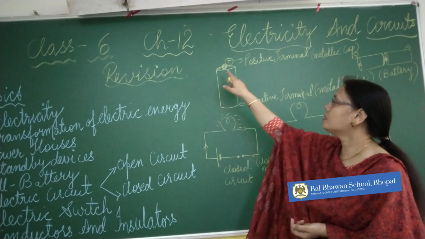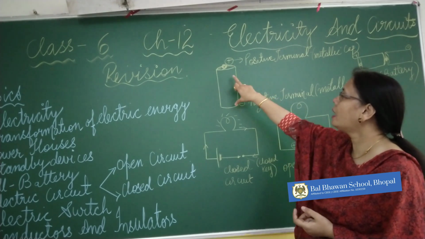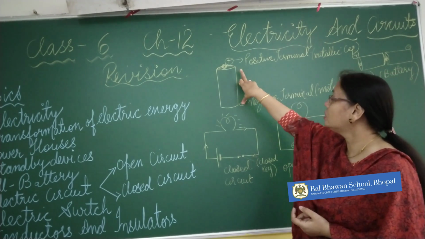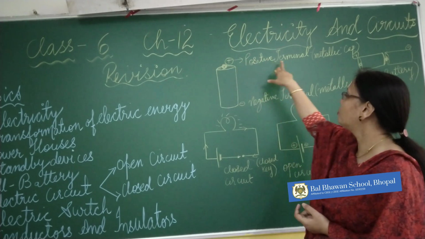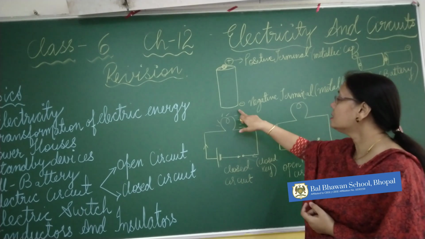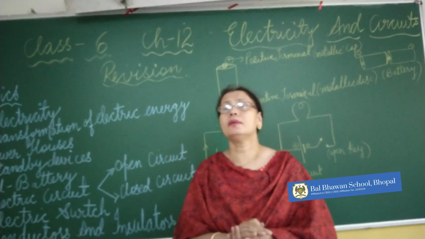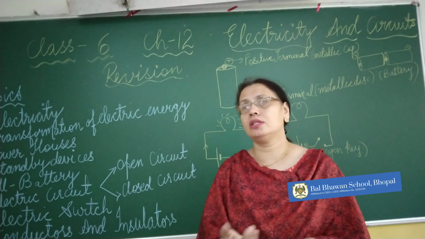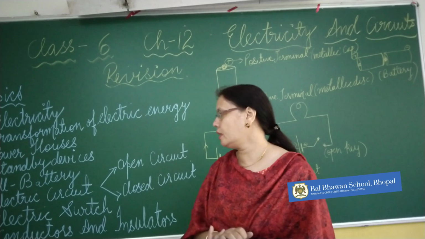Now let us see how a cell looks like. It is a cylindrical structure which has at the two ends the two terminals. The metallic knob at the top forms the positive terminal and the metallic disc at the base forms the negative terminal. These cells provide different amounts of current depending upon the amount of chemical they store in them.